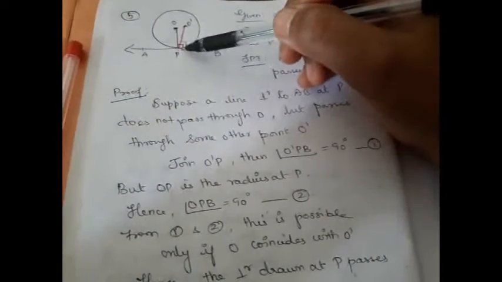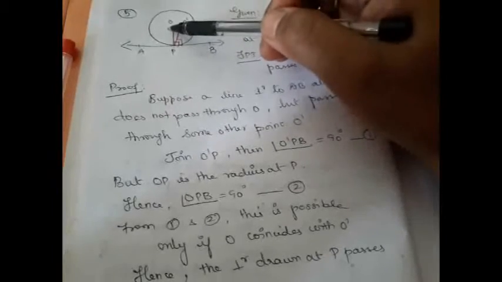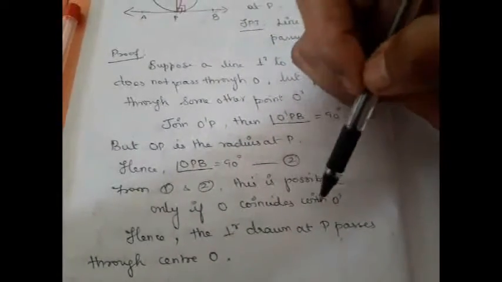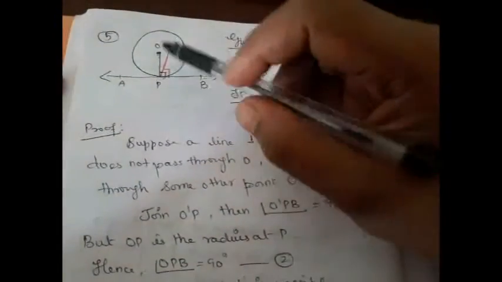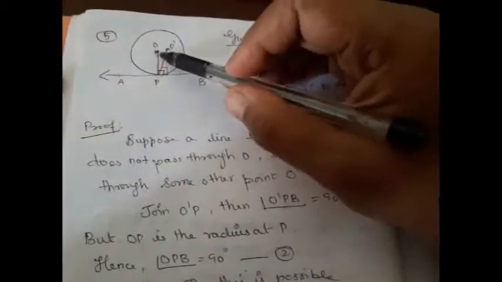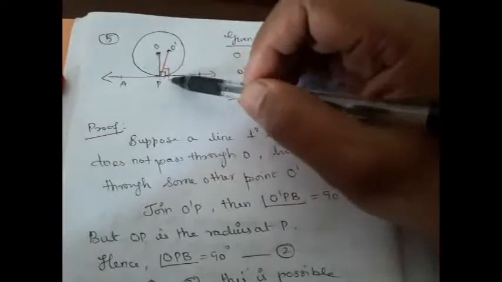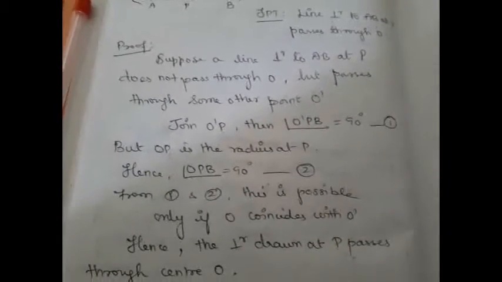This is also 90, this is also 90. This is not possible, right? How is it possible if O and O dash are two different points? Only if O and O dash coincide will we get both angles as 90 degrees. And hence, the perpendicular drawn at P passes through the center O. Right? So, every perpendicular drawn at the point of contact will pass through the center, and on the other hand, in the same way the radius will be perpendicular to the tangent at the point of contact. You should remember both the results. Hope you understood. Let us move on to the next question now.